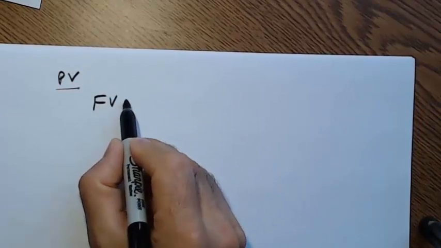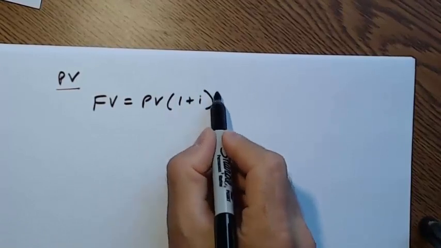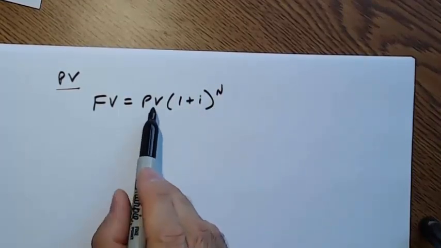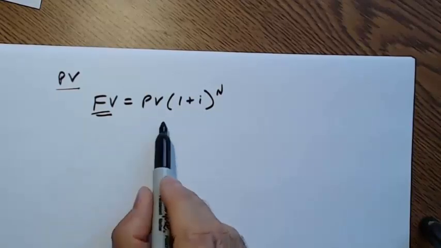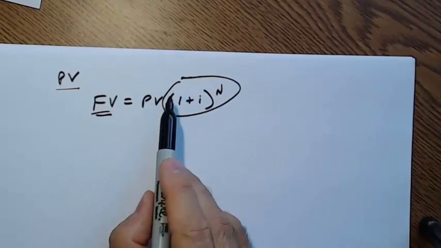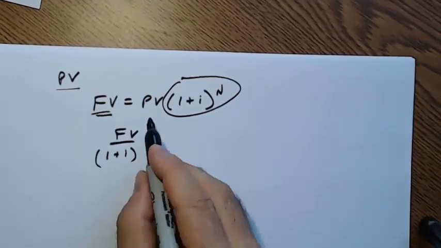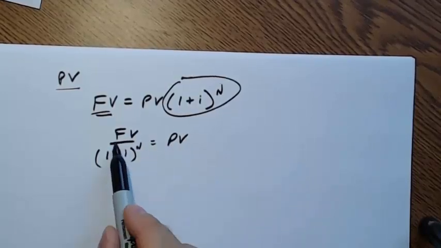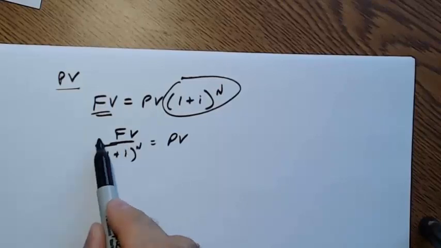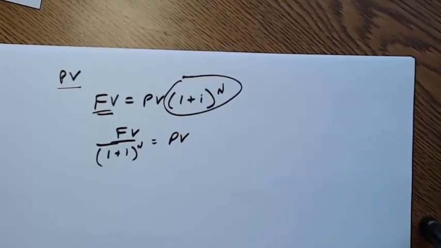So remember the formula we had earlier: future value equals present value times (1 plus I) to the n. Now, instead of solving for future value, we want to solve for present value. So we divide both sides by this component. Future value divided by (1 plus I) to the n equals present value. So we take the future value and divide it by (1 plus I) to the n, which makes that future value smaller, and that pops out as the present value. Okay, let's do an example.